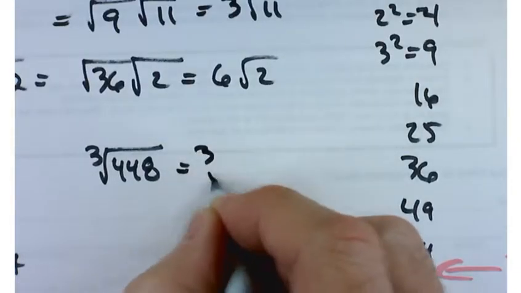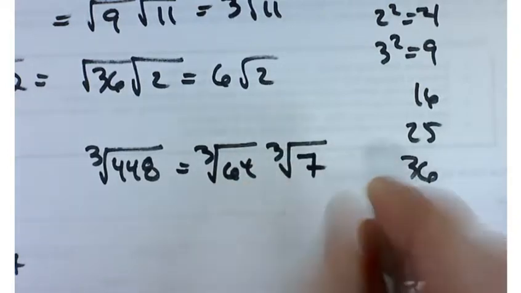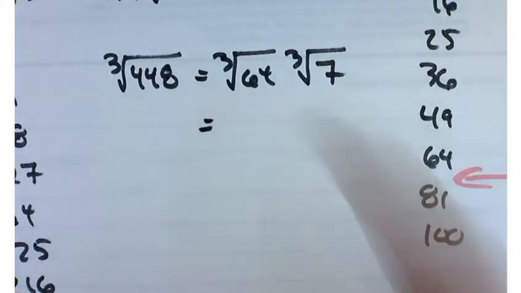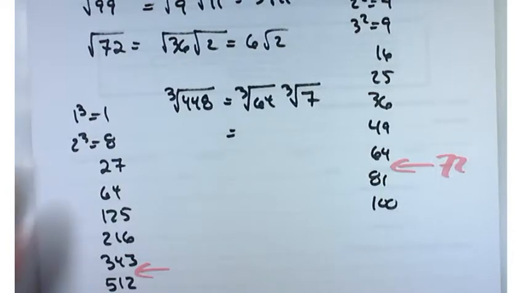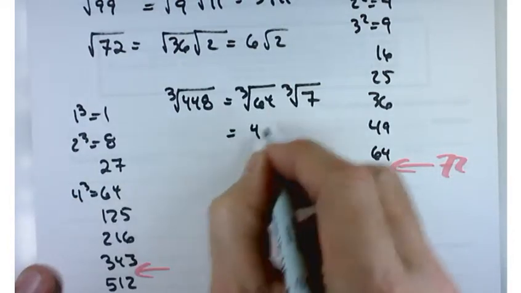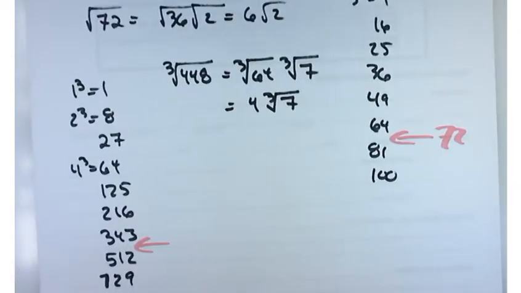So I'll write that as the cube root of 64 times the cube root of 7. Why does that help me out? What's the cube root of 64? 4. 4 cubed is 64. So that's 4 times the cube root of 7. Yay!